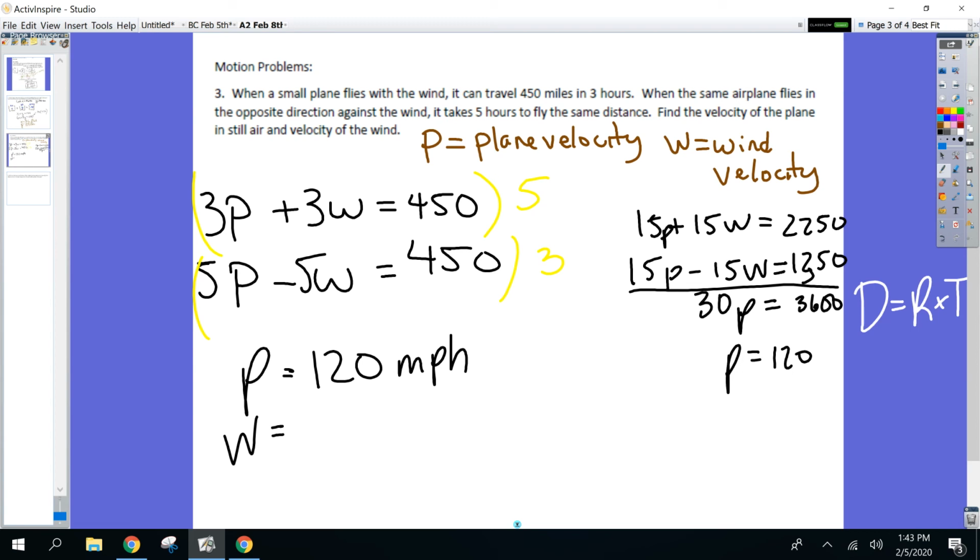$240. Where are you plugging? Okay, 120 for the plane, right? You got to plug it in for P now.